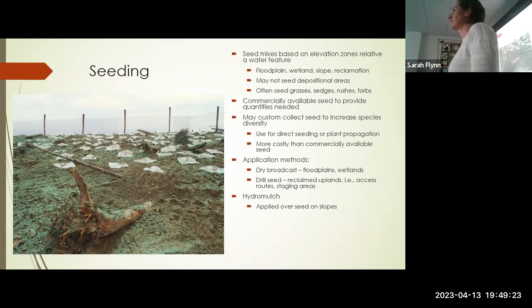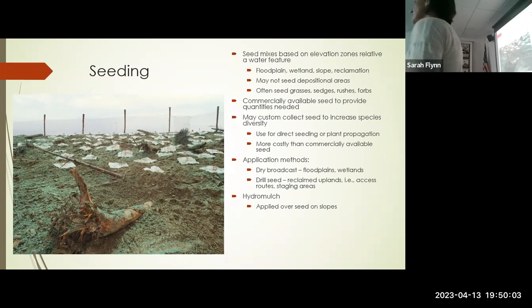Commercially available seed is typically what we get, and species availability can be variable at times. I think last year wasn't great for a lot of seeds, but it can be kind of a limiting factor on how diverse you can get with your seed mix. You can do custom seed collection and use that for either plant propagation or direct sowing. But again, it's a labor intensive effort to collect it and clean it and get it ready to seed, but definitely something that is doable and possible if you're looking to increase diversity.